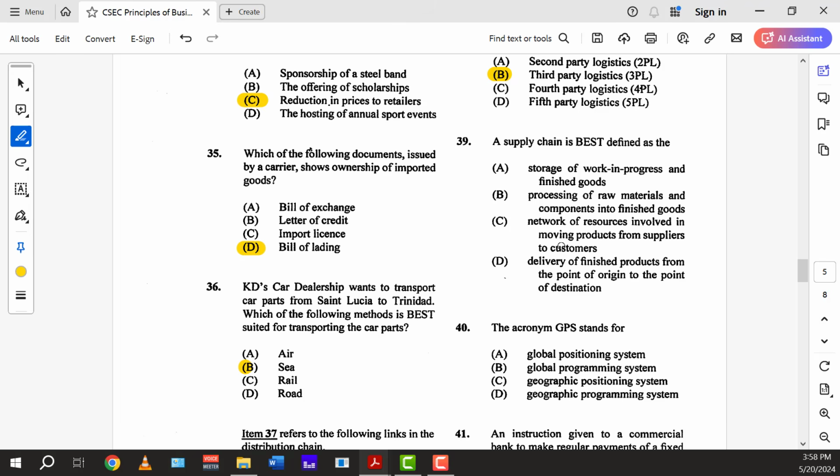39. A supply chain is defined as the A. Storage of work in progress finished goods, B. Processing of raw materials and components into finished goods, or C. Network of resources involved in moving products from supplier to consumer, D. Delivery of finished products from one point of origin to the point of destination. Answer C.